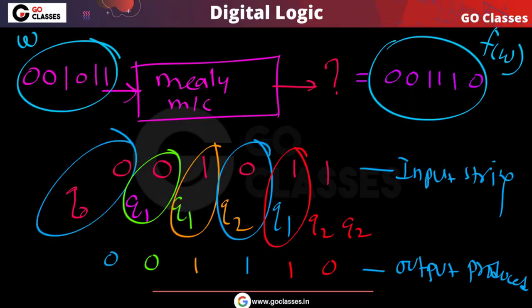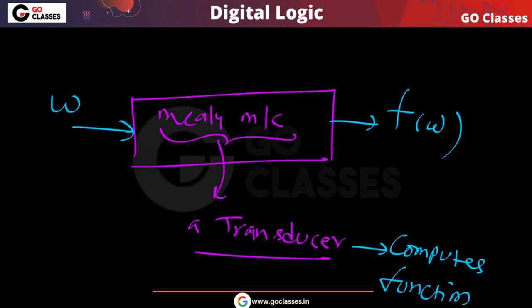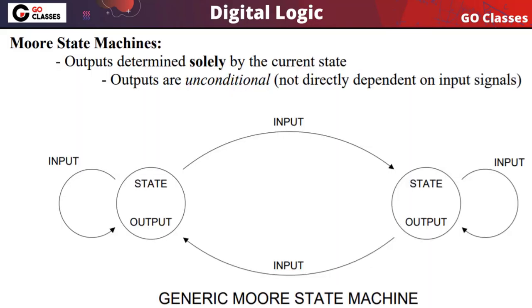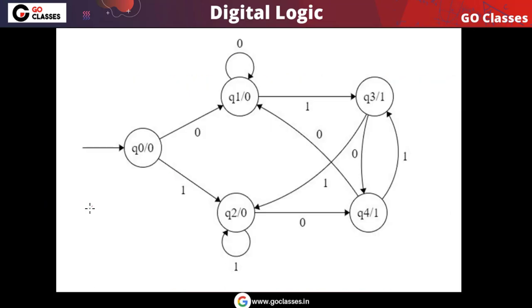So this is your Mealy machine. I hope the concept is clear. Now similarly, we have something called the Moore machine. In the Moore machine, the output will only depend on the state. For example, consider this. Let us see.